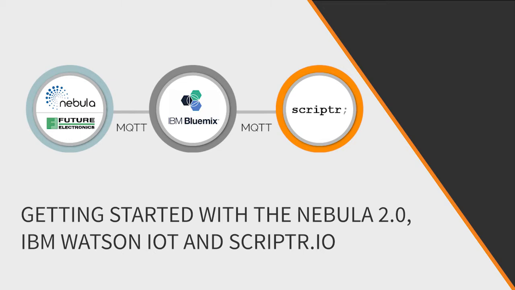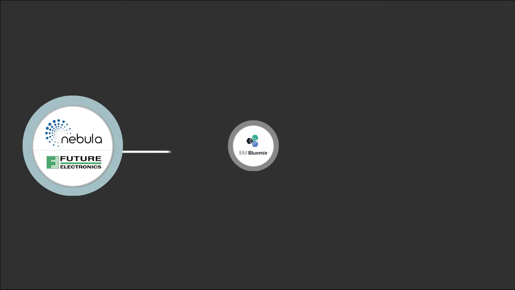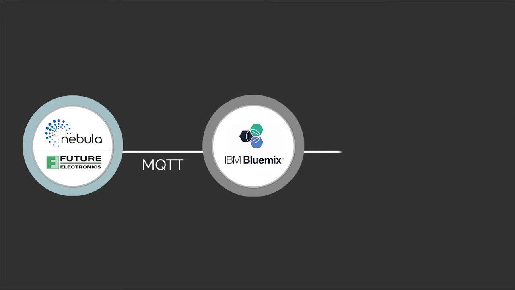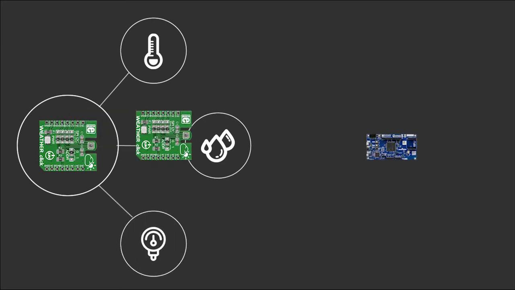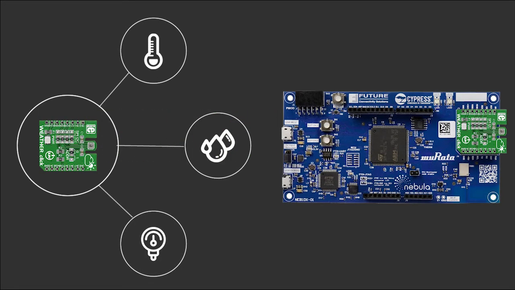Hi, in this tutorial we're going to connect the Nebula 2.0 to IBM Watson IoT Quick Start and build a scriptr.io application that will read the data from Watson, process it, and visualize it on a dashboard. For this proof of concept, we chose to use the WeatherClick environmental sensor board from MikroElektronika to read the temperature, humidity, and pressure, so make sure to attach it to your Nebula device.